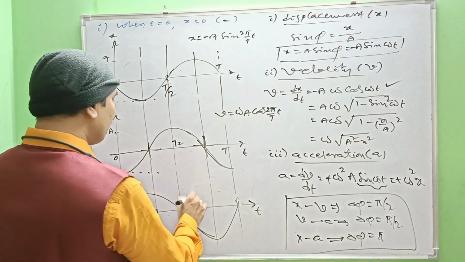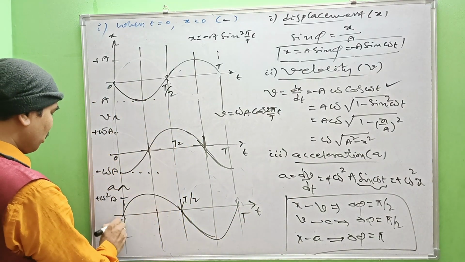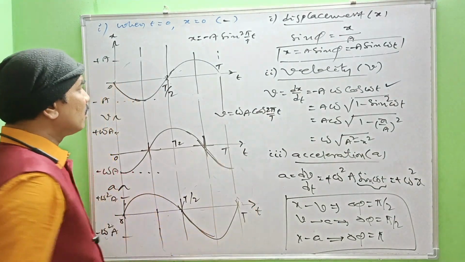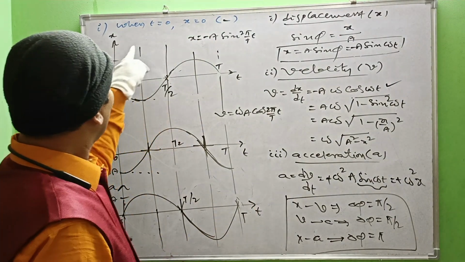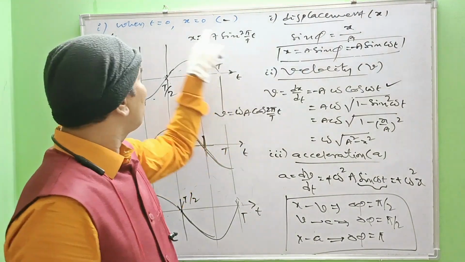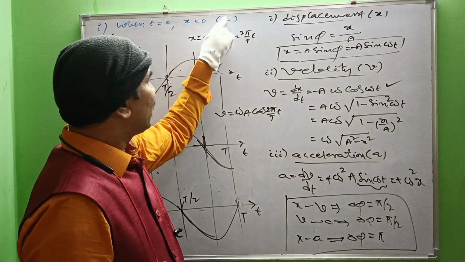So here it is T by 2, here it is capital T, in the same way. So 0, T by 4, T by 2, 3T by 4 and capital T, right? So that's about the variation of displacement, velocity and acceleration with time in the case when at t equal to 0, x equals 0 with the negative sign.